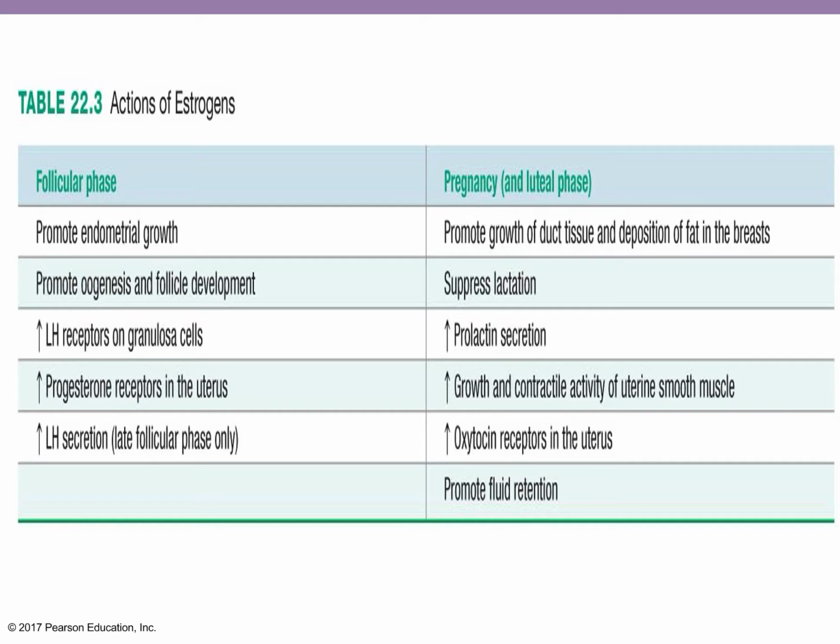Let's just take a look at the two phases again. So the follicular phase is going to promote endometrial growth. The follicular phase is going to promote oogenesis and follicle development, right? That's why it's called the follicular phase, because the follicle is developing. And inside those follicles, the eggs are developing. And we're going to have an increase to luteinizing receptors, an increase to progesterone receptors in the uterus, and an increase in luteinizing hormone secretion.